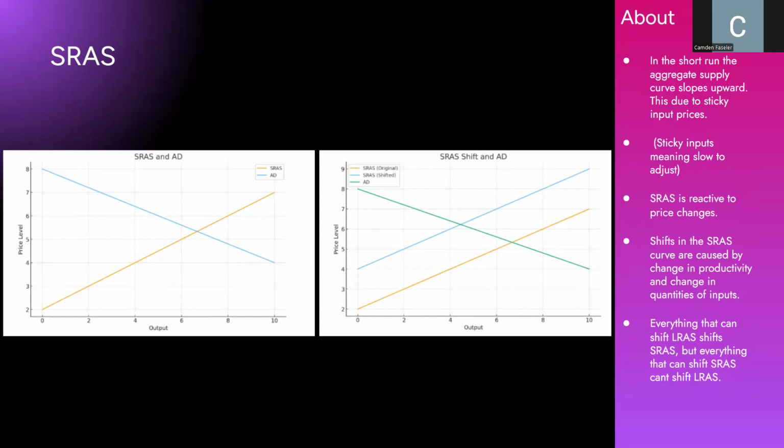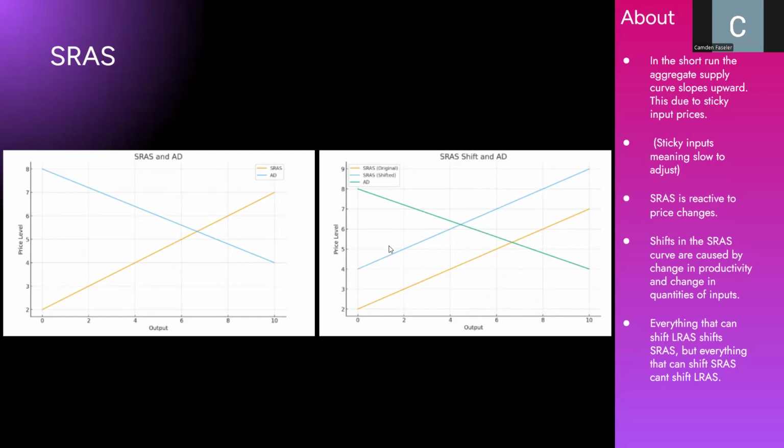A clear example of an SRAS shift is an increase in oil price. Since oil is an input for many industries, high costs decrease production and shift SRAS to the left. Alternatively, a sudden decrease in oil prices would make production cheaper and shift SRAS to the right, like in this example here.